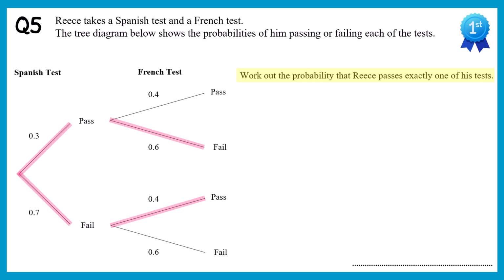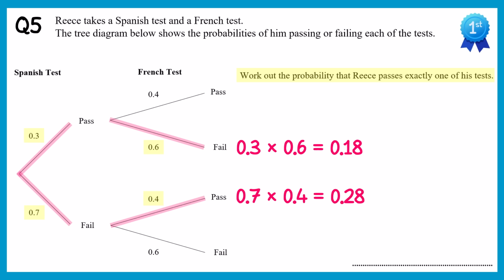Now all we need to do is work out the probabilities of these outcomes. Let's start with passing Spanish and failing French. To work out the probability of this happening, we multiply the probabilities along the tree diagram. So 0.3 and 0.6. If you multiply 0.3 and 0.6 together, you get 0.18. Then we'll do the same thing for failing Spanish but passing French. So 0.7 and 0.4, and if we multiply those together, we get 0.28. Now, since these are both acceptable ways of passing exactly one test, we need to add both of these probabilities together. 0.18 plus 0.28 is 0.46, and that's the answer to the question.